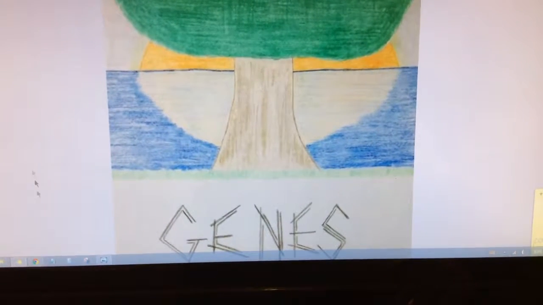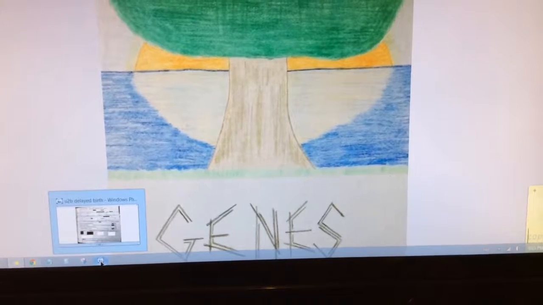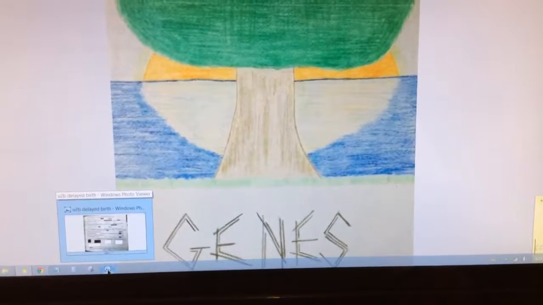The first thing I'm going to talk about is a delayed certificate of birth. A lot of people have asked me, what kind of information can you get off of a delayed certificate of birth? Well, this is what a delayed certificate of birth looks like.